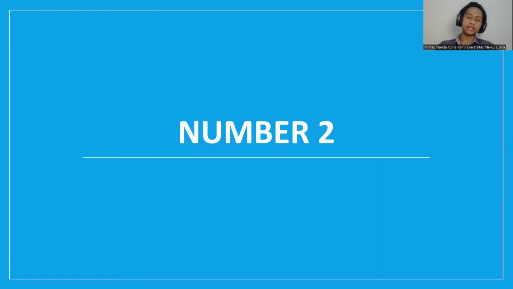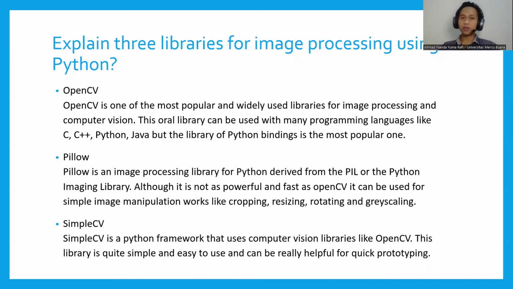And the next, for number two, is explain three libraries for image processing using Python. The first library is OpenCV. OpenCV is one of the most popular and widely used libraries for image processing and computer vision. And this library can be used with many programming languages like C, C++, Python, Java, but the Python bindings are the most popular one.